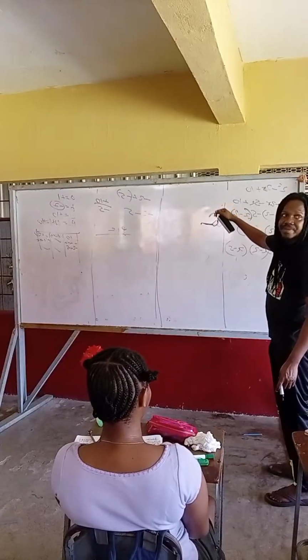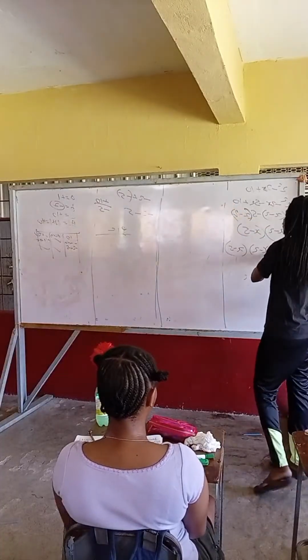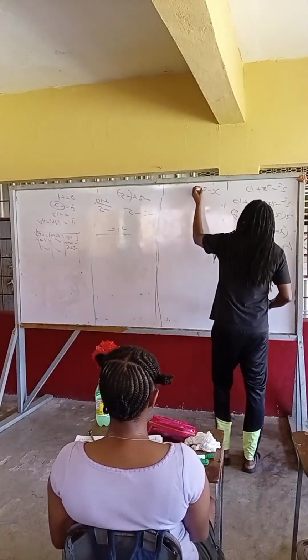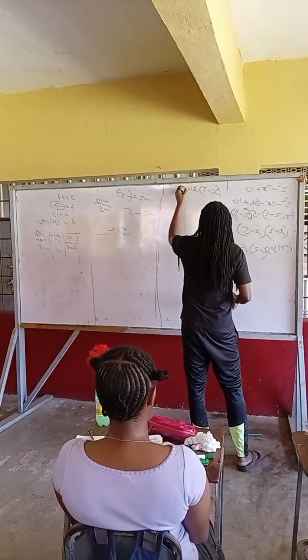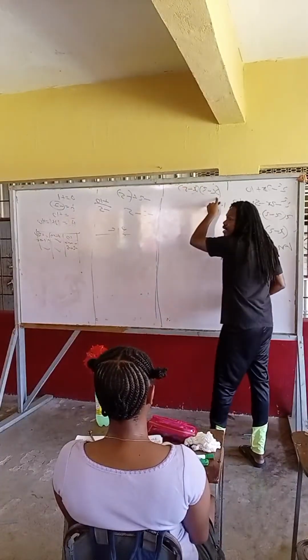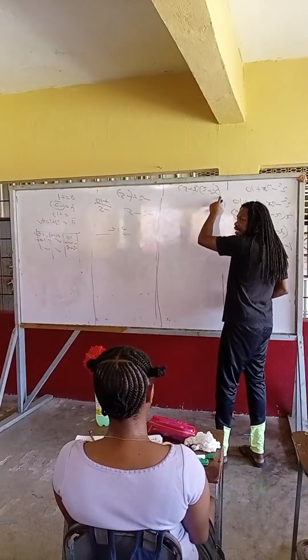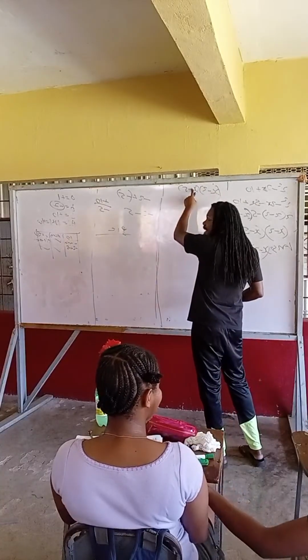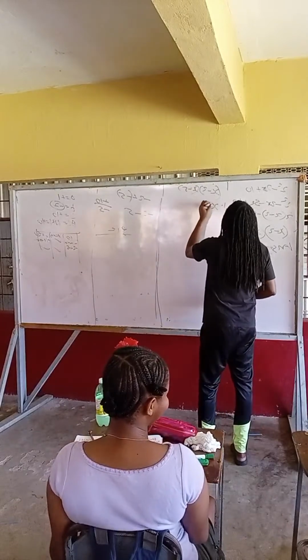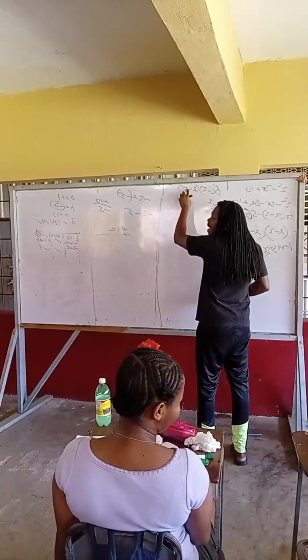Ready now, watch me. We have to expand x minus 2 bracket, x minus 5 bracket. We have to multiply everything in this by everything in this. So we come to x times x, x times minus 5x.